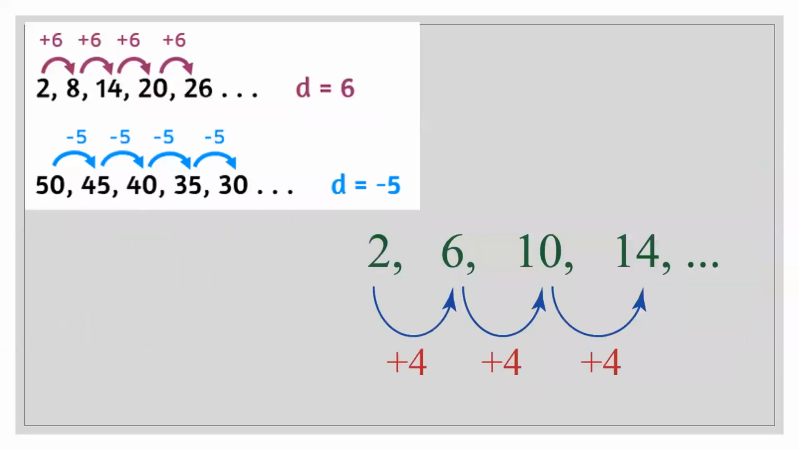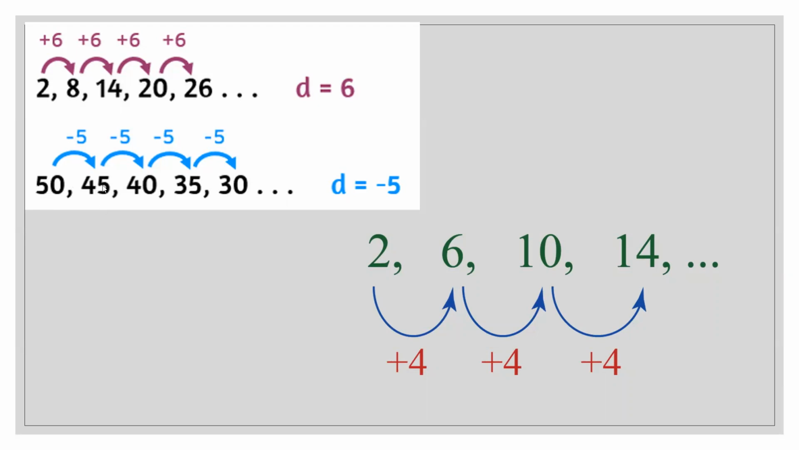Okay po. So in here, kung mapapansin nyo, we have 2, 8, 14, 20, and 26. So para ang 2 ay maging 8, nag-plus 6 tayo. Nag-plus tayo ng positive 6. 8 plus positive 6 is 14. 14 plus positive 6 is 20. Plus 6 is 26. So ang d natin ay 6.